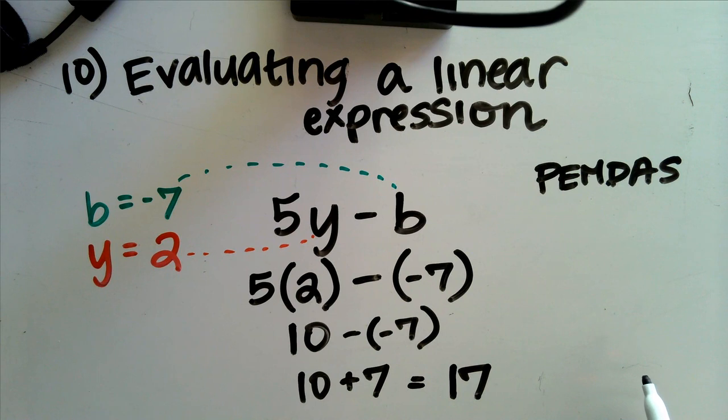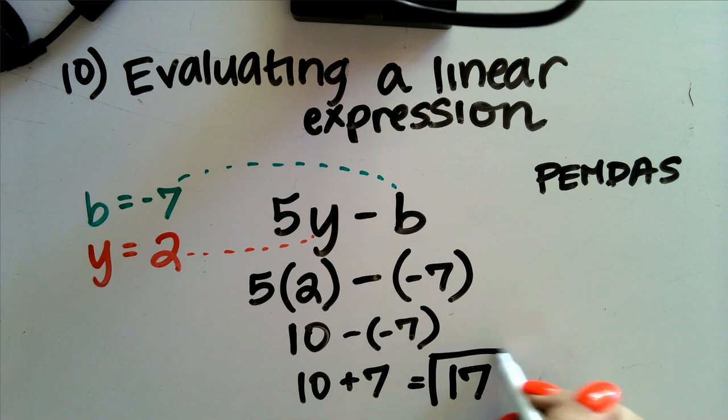I know that 5y minus b, when b is equal to negative 7 and y is equal to 2, results in a positive 17 answer.